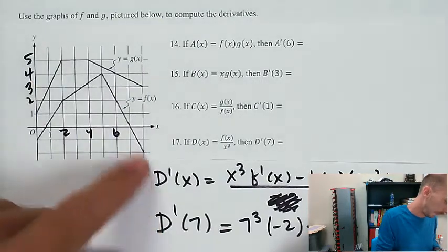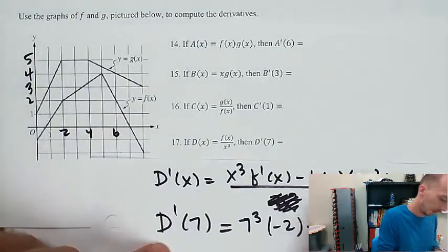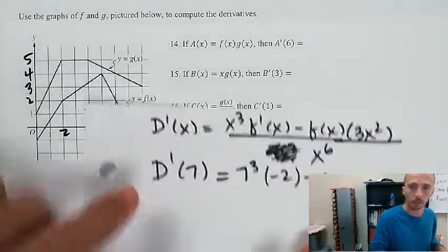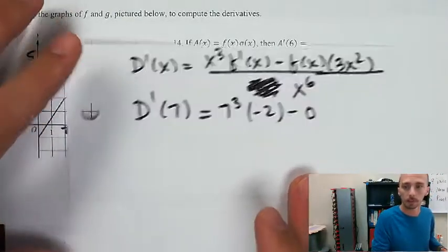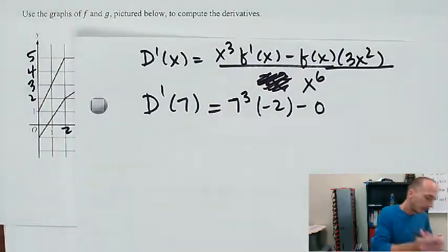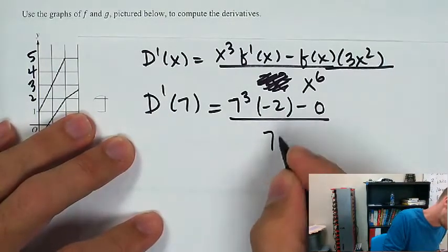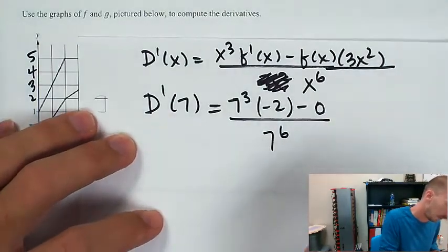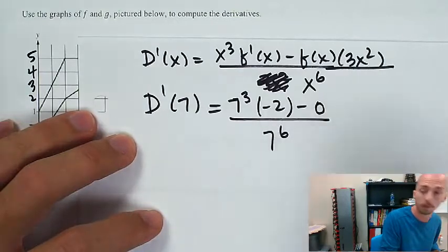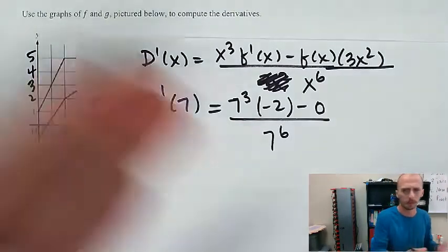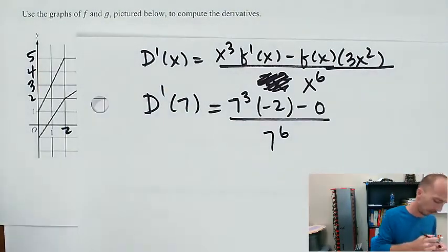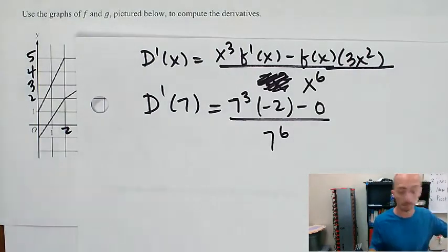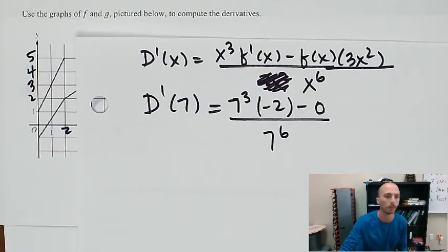minus f of 7 is 0, so that's just going to multiply by 3 times 49. I didn't realize that that wasn't even visible because of the camera. And then I'm going to be dividing by 7 to the 6th. So it's negative 2 divided by 7 to the 3, but this is all the same. Okay, I think that's going to be all for this video. That's all the examples that I didn't already do in the previous example video.